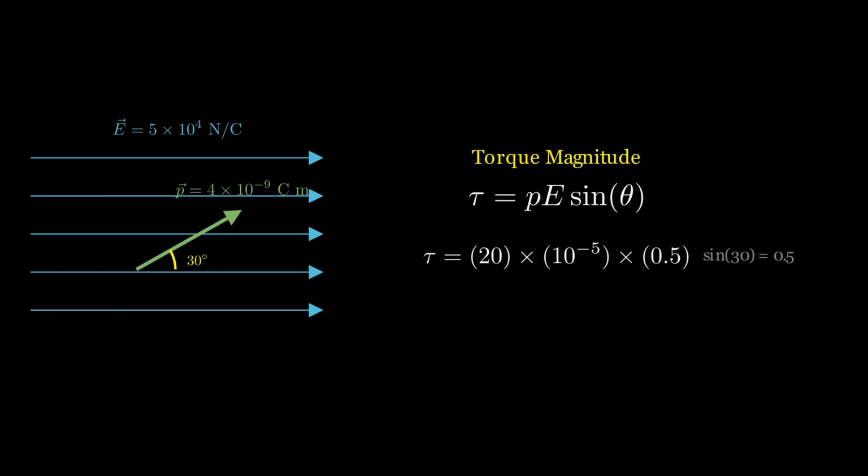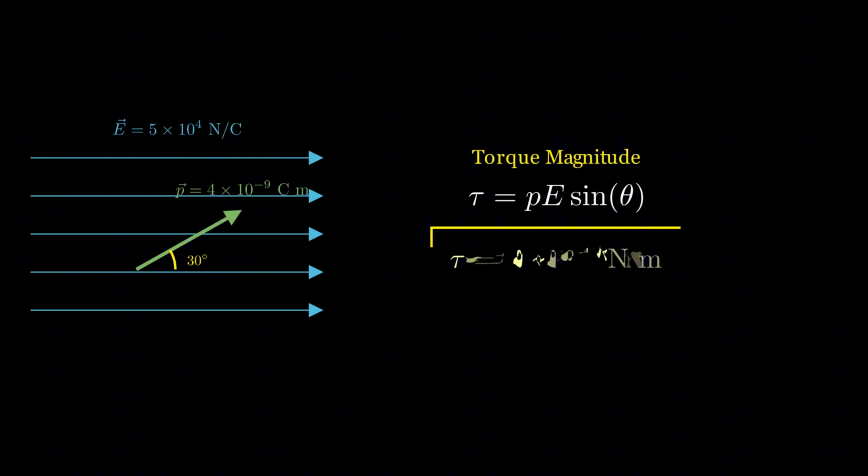Now group the numbers. 4 times 5 is 20, 20 times 0.5 is 10. Group the powers of 10. 10 to the power minus 9 times 10 to the power 4 is 10 to the power minus 5. So we have 10 times 10 to the power minus 5. Cleaning up the scientific notation, 10 times 10 to the power minus 5 becomes 10 to the power of minus 4. So the torque is 10 to the power minus 4 Newton meters.